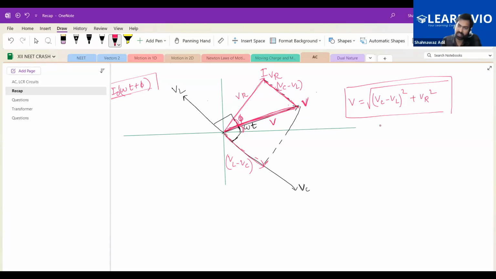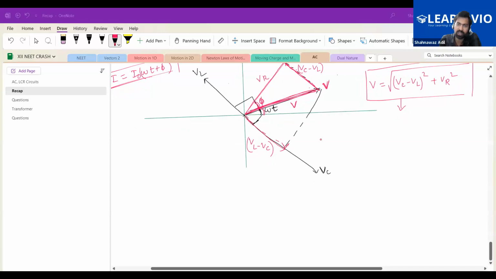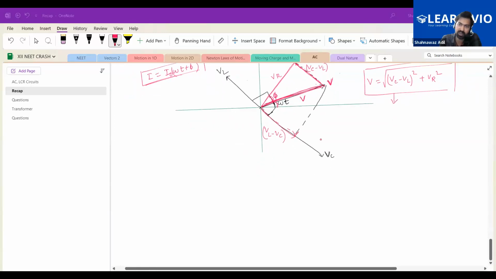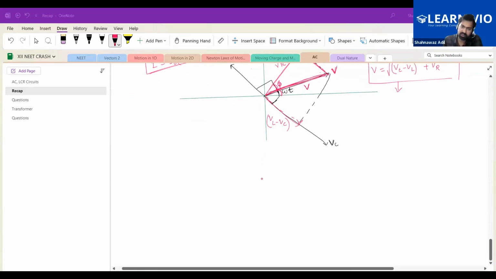So this is the overall voltage. This is the overall voltage for the LCR circuit. And we can get the current from it as well, right? So we have to just remember this diagram.